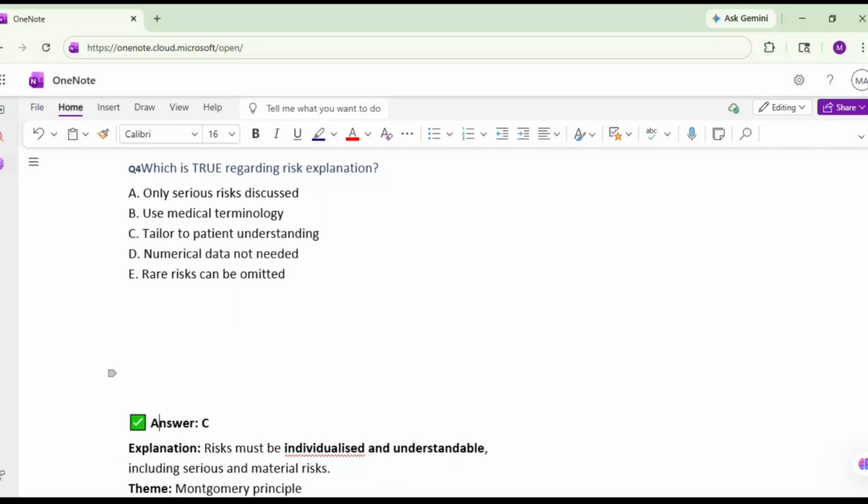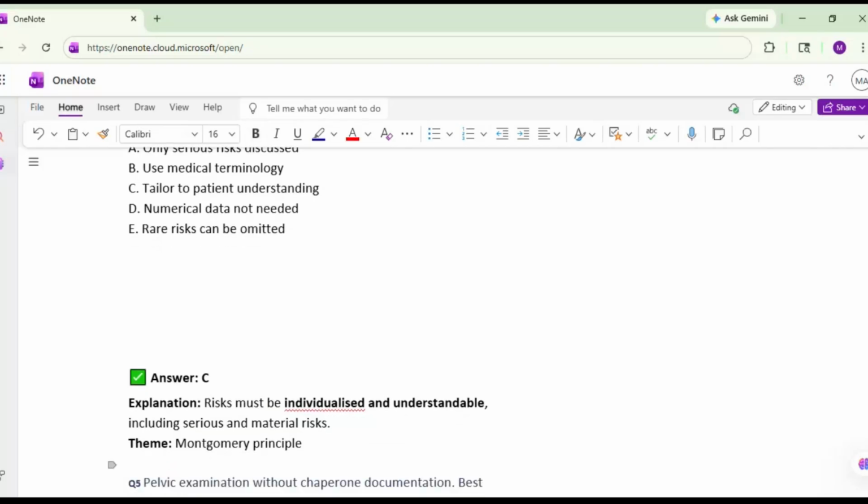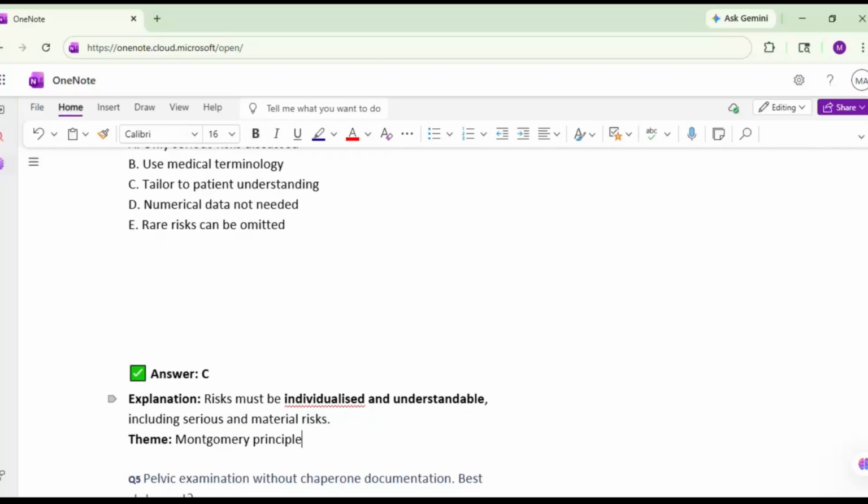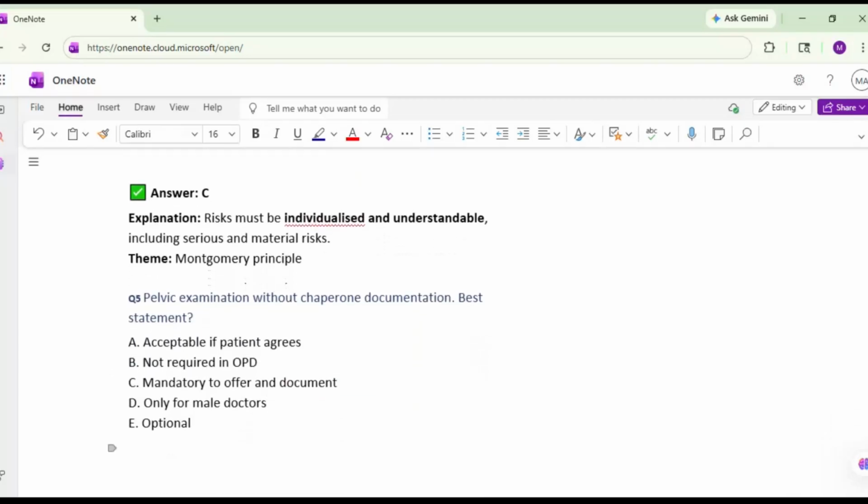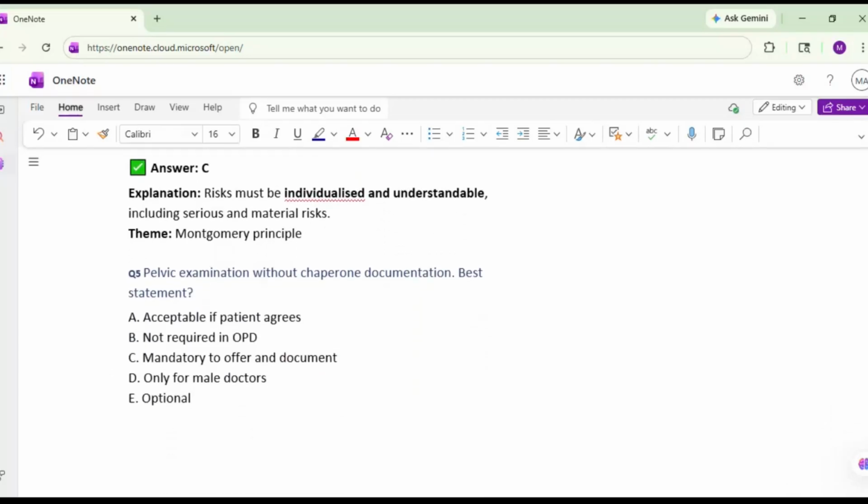C. Risk must be individualized and understandable, including serious and material risk, and Montgomery's principle. Okay, there is a Montgomery's principle. Yes. Next, only the language which is acceptable or understandable by the patient. In that language, we must tell her.